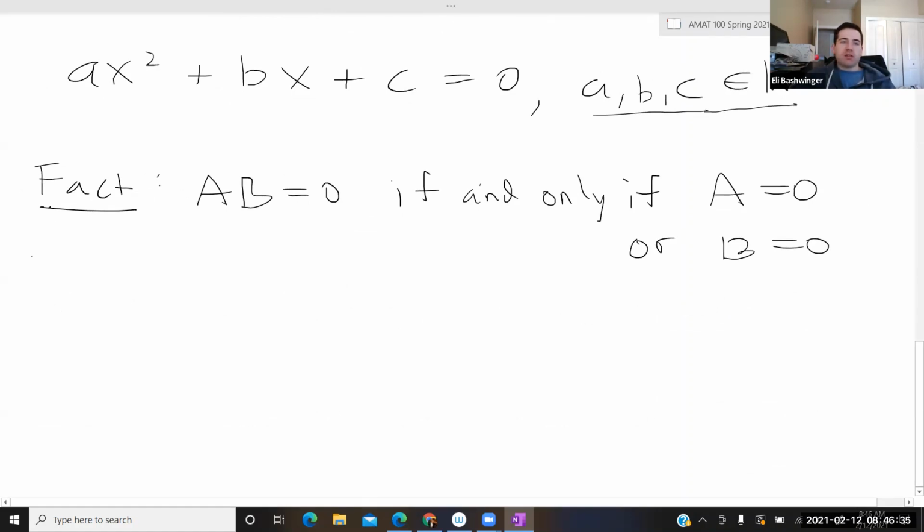So this has to do basically with the fact that, and this is just mumbo jumbo to you, but if you're interested in more advanced mathematics, this has to do with the fact that R is a so-called integral domain.